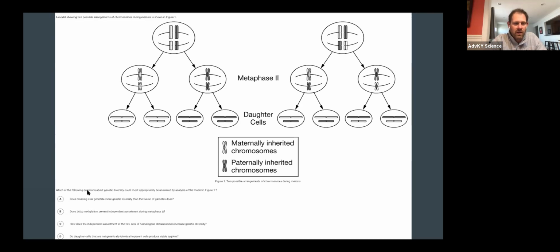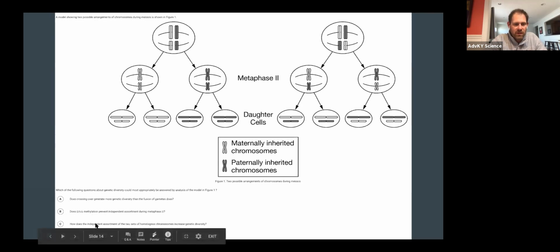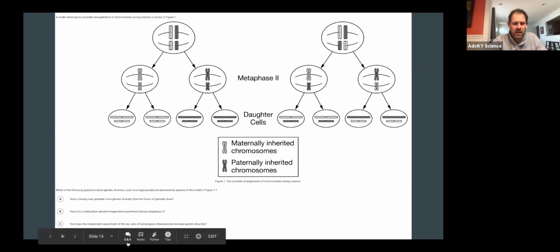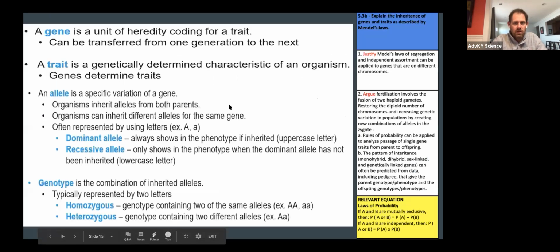Separate traits go separately. So that's allowing us to see how something called independent assortment is going to increase that genetic diversity. So I said independent assortment creates genetic diversity. I said fertilization creates it. Crossing over creates it. So those are three big things that create genetic diversity. Okay, so let's switch to genetics a little bit. That's the end of meiosis.